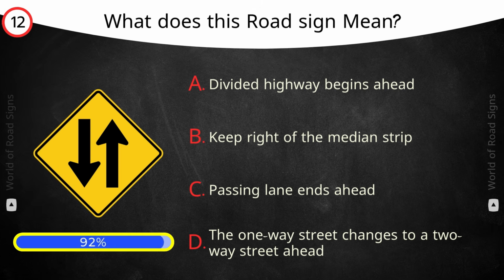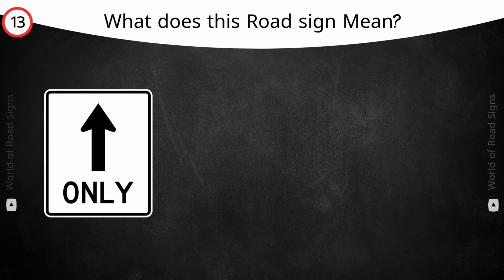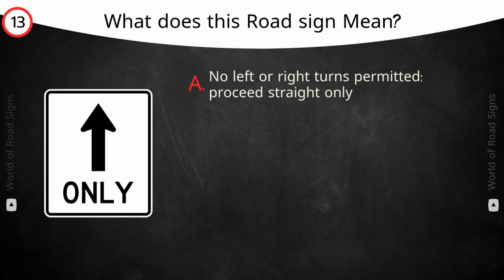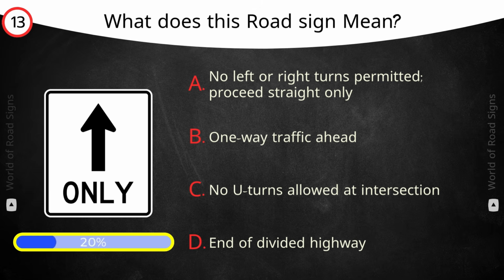The correct choice is option D. The one-way street changes to a two-way street ahead. Question 13. What does this traffic sign indicate? A. No left or right turns permitted. Proceed straight only. B. One-way traffic ahead. C. No U-turns allowed at intersection. D. End of divided highway.